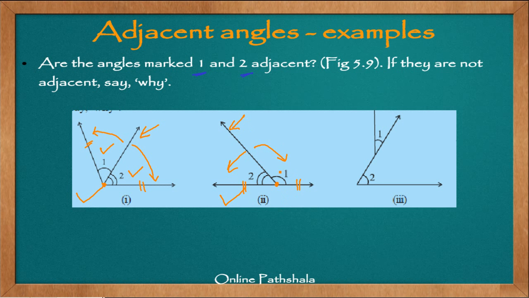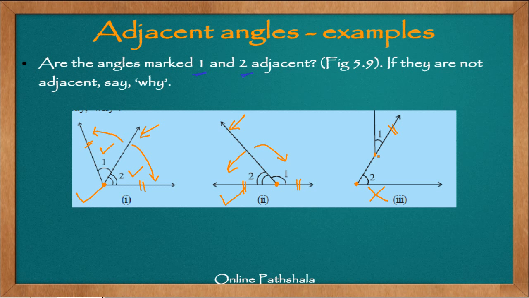Now figure 3 is an interesting one. So let us look whether the two angles have a common arm. Yes, they do have. Do they have a common vertex? Well, angle 2's vertex is this, but angle 1's vertex is here. Now since this condition is not satisfied, straight away we can say that figure 3 is not an example of adjacent angles. And this is simply because condition 2 is not satisfied.